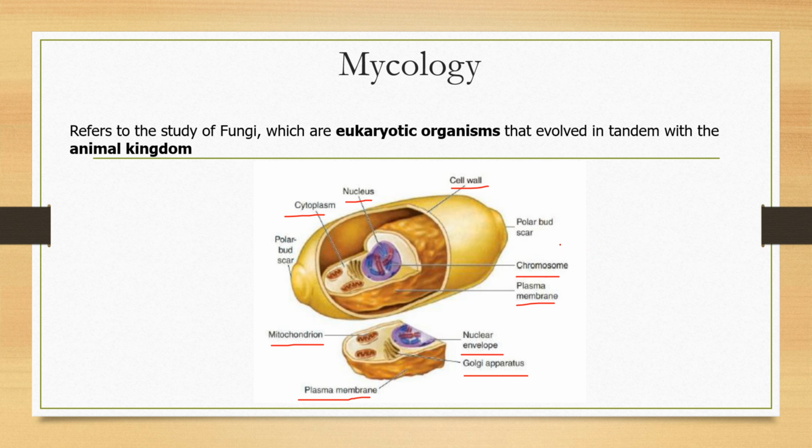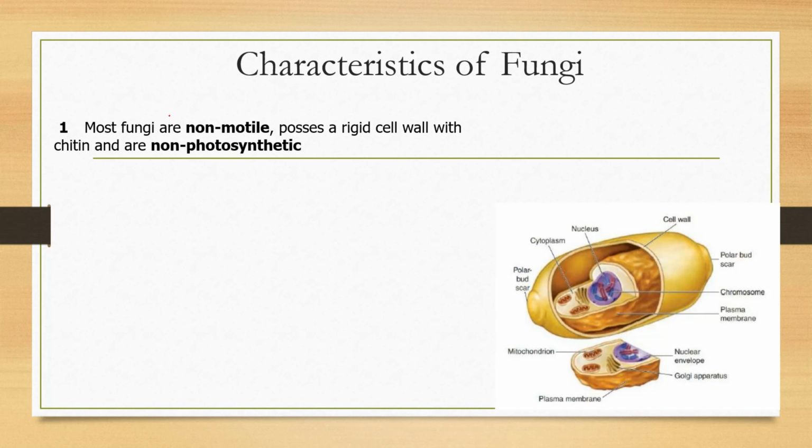But there's one thing that you need to take note of, and that is this polar bud scar. This polar bud scar is one of the key characteristics of a fungal cell. Later, I will explain what that polar bud scar is. These are the different characteristics of your fungi. Now, most fungi, take note, are considered non-motile, meaning they cannot move. And they would possess a rigid cell wall with chitin.